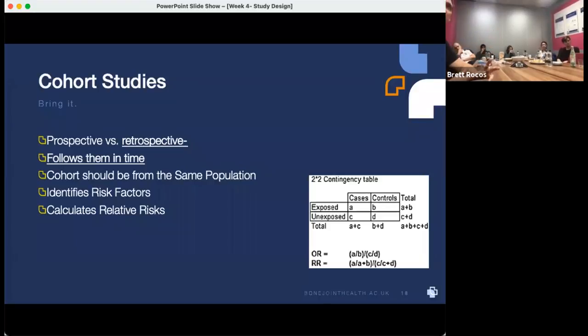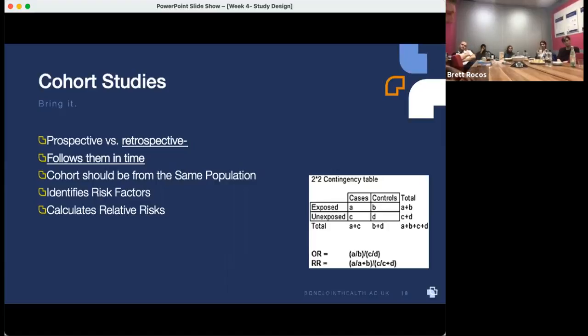So from the same population is good, right, Bex? Yeah, sure. All right. It helps to identify risk factors for disease. So you might get your 100 ACLs and, well, actually, 90 of them played football on this football surface on a Saturday afternoon.